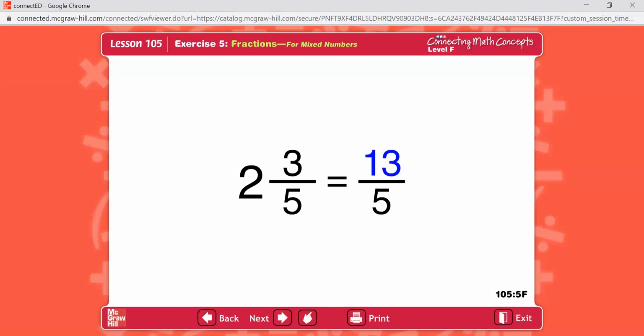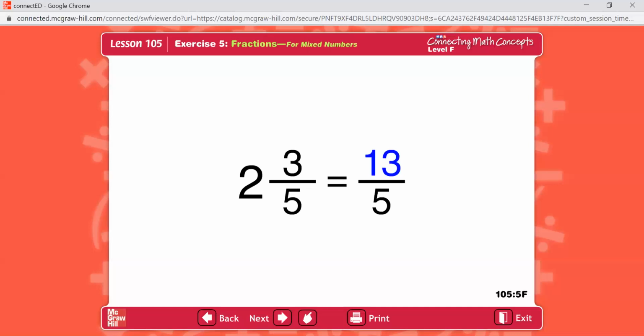Remember, if you're dividing, you move the decimal to the left, and if you're multiplying, you move it to the right. The amount of decimal places that you move it depends on the number of zeros in what you're multiplying or dividing by. 10 would be 1, 100 would be 2, 1,000 would be 3. Pause the video now to work the problems.